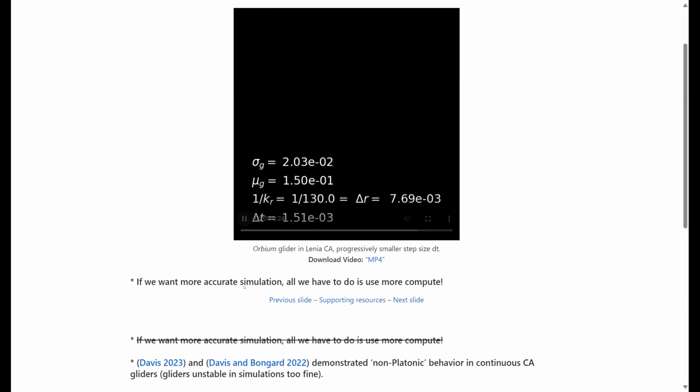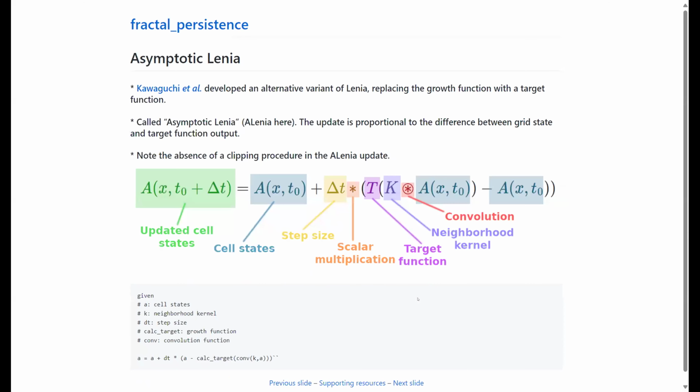It turns out that in this particular set of simulation parameters, for this particular point in rule space, the glider is only stable at a certain coarseness of simulation. And I'm just going to take a little aside to introduce asymptotic Lenia, and the reason for that will become clear on the next slide. It's a very similar formulation to the original Lenia, but instead of a growth function, you have a target function.